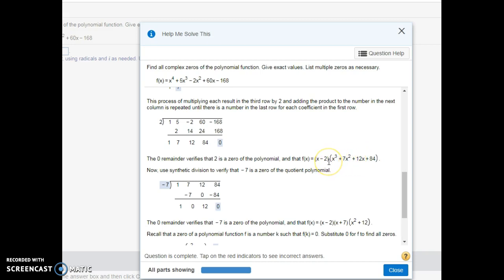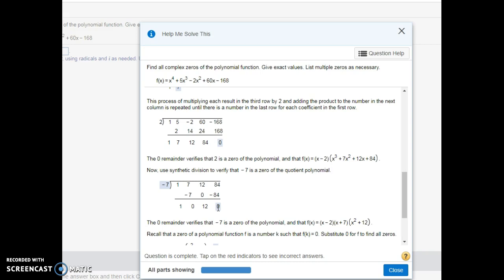We're going to divide it by x minus 7. We're going to check that negative 7 is a 0 of that. So again, synthetic division: write down the coefficients, the negative 7 in front, and those same steps. Bring the 1 down, multiply it by negative 7, add them up. 0 times negative 7 is 0, add them up. 12 times negative 7 is negative 84, and we get another remainder of 0.